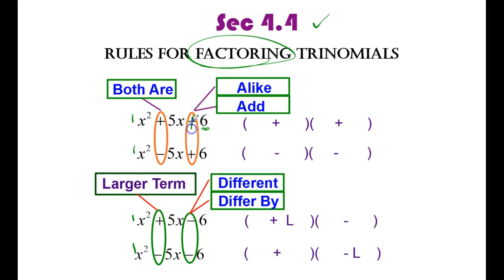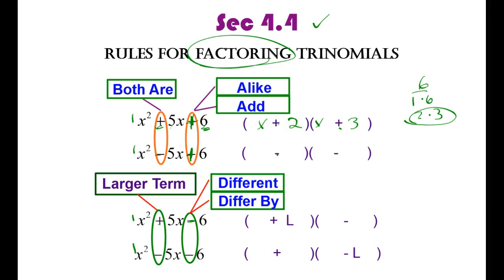So this says signs are going to be alike. They're both addition. So I've added the signs. This says signs are going to be alike. They're both minuses. This says signs are going to be different. One's a plus, one's a minus, and this tells me what the larger is, so I put an L. So again, factors of 6 that add up to 5, because this is a plus sign. Well, factors of 6 are 1 and 6, 2 and 3. So I'm going to pick the 2 and the 3.